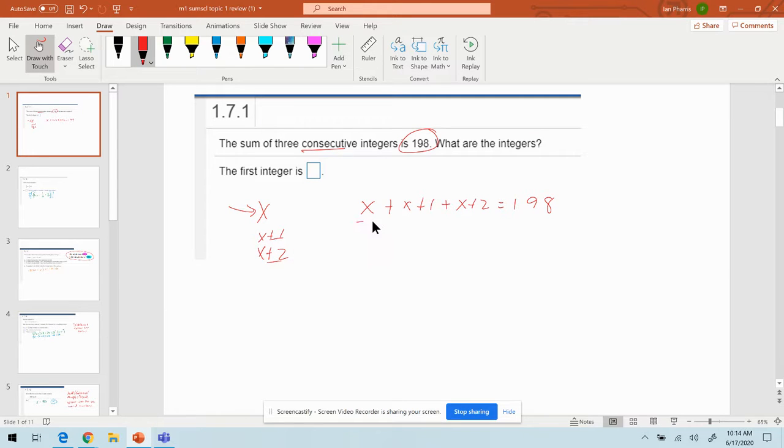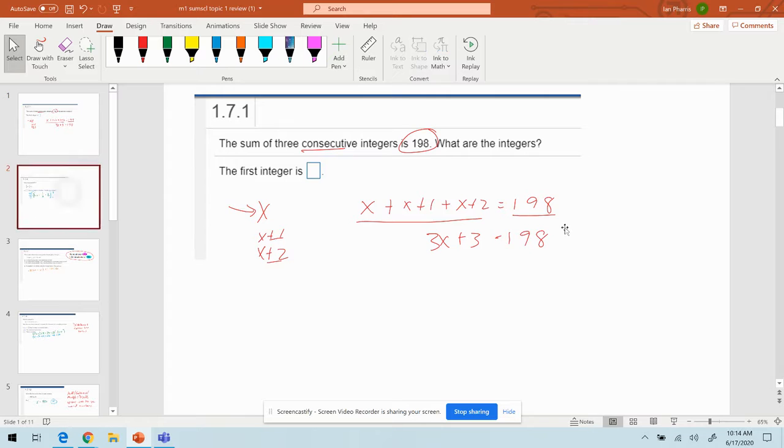And then if I write those 3 next to each other and set it equal to 198, I have this nice easy equation to collect like terms and solve. Let's see, I've got 3 x's, and plus 1 plus 2 is plus 3, and that's going to equal 198. And you can finish that up and solve the rest of that question. That's the concept for that type of question.